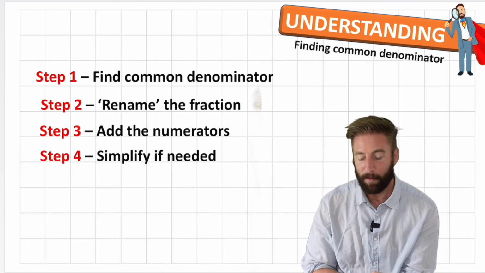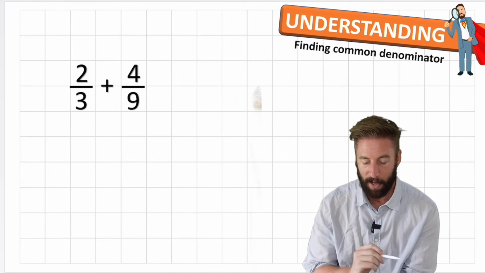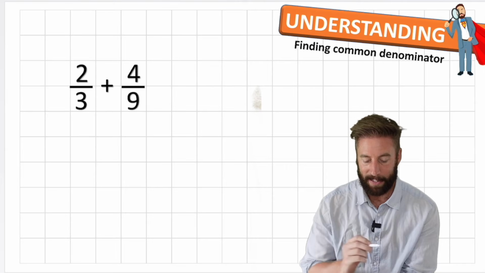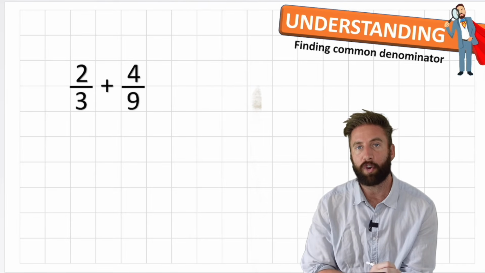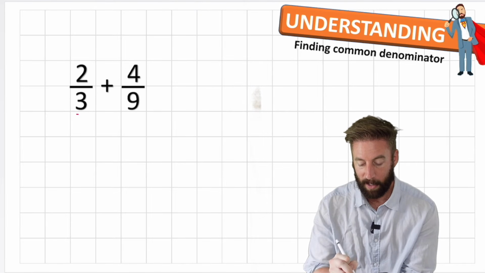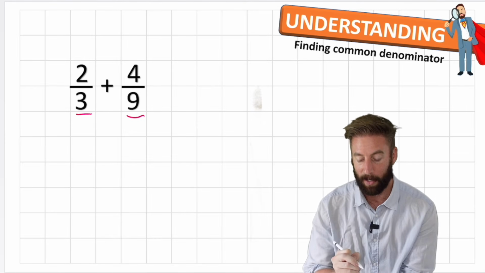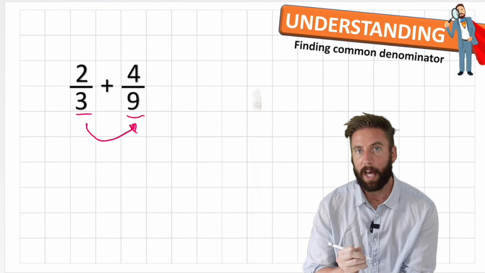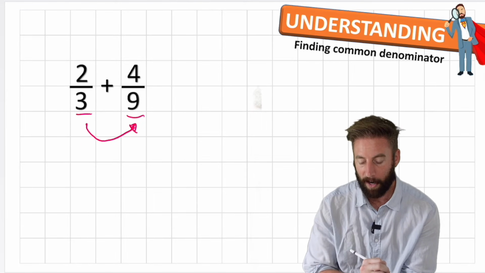And then I need to rename the fraction into my new equivalent, add the numerators, and simplify if needed. So let's see what that looks like. Question 1 says 2/3 plus 4/9. So some of you straight away can look at my denominators and we can see a relationship here. And the relationship is that 9 is in the 3 times table. So therefore I can use that knowledge to help me find an equivalent fraction.